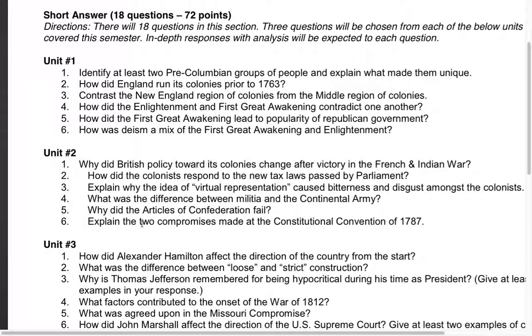For number 4, how did the Enlightenment and the First Great Awakening contradict one another? The Enlightenment was a movement that started in France, so it floated over, transitioned over is a better word to use, from Europe to North America and had ideas of science and reason. Leaders like John Locke started to question the power of kings and queens to have absolute power. And so people started to care about natural rights, like John Locke said, and ideas of separation of powers and free speech.